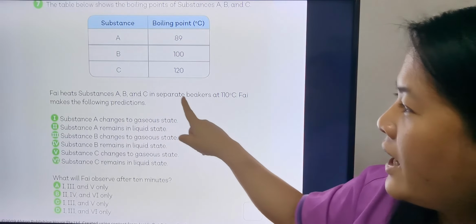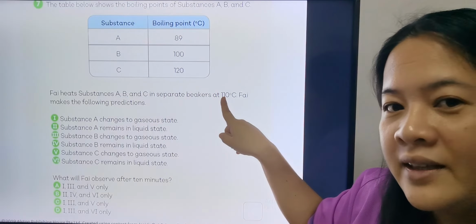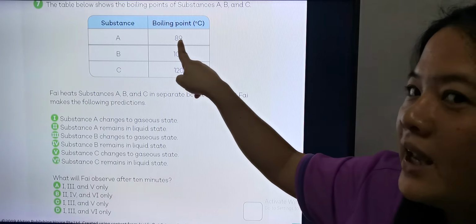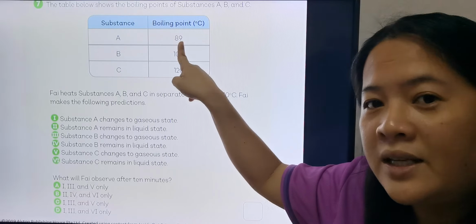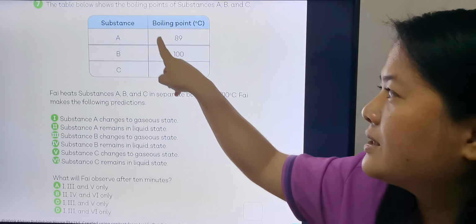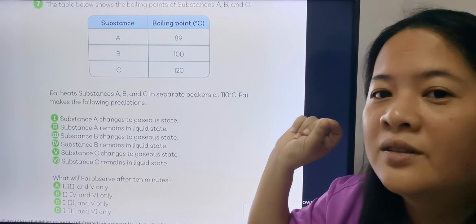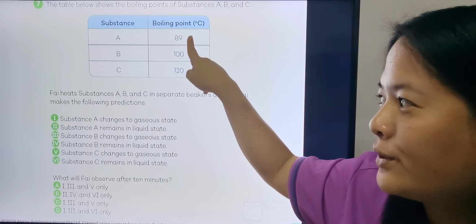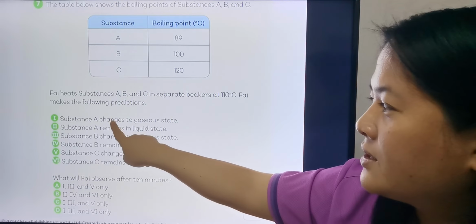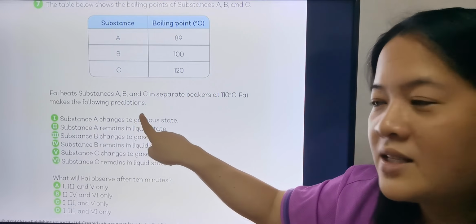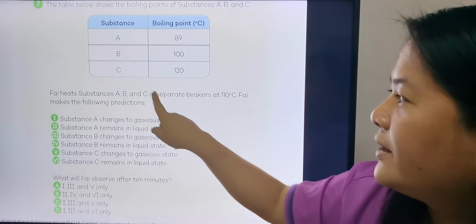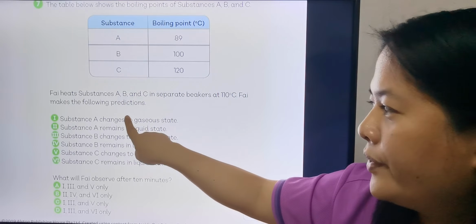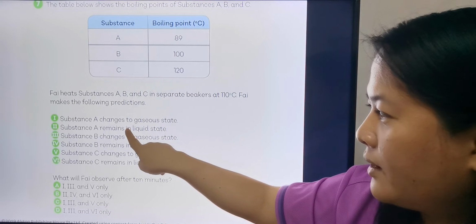If substance A is heated at 110 degrees Celsius, and the boiling point of substance A is only 89 degrees Celsius, it's less than 110, it means that substance A will turn into gas. It will boil because it's more than its boiling point. So substance A changes to gaseous state. This is correct. And it remains in liquid state, this is wrong. Number 1 is correct, number 2 is wrong.